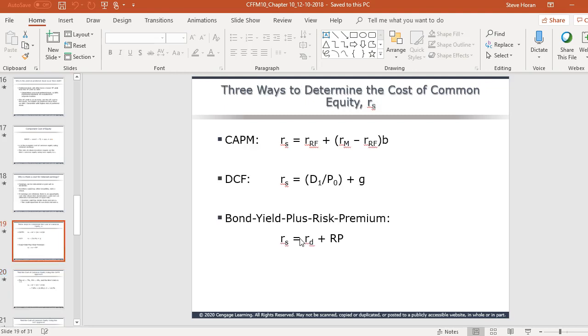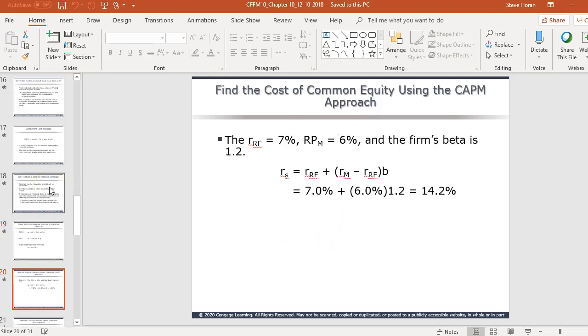Now, recall that this middle one here, the DCF, only works if I pay a dividend. So the only way this calculation works is if I pay dividends. If I don't pay dividends, I'm left with the other ones. I can always do CAPM and the bond yield plus risk premium approaches, though.